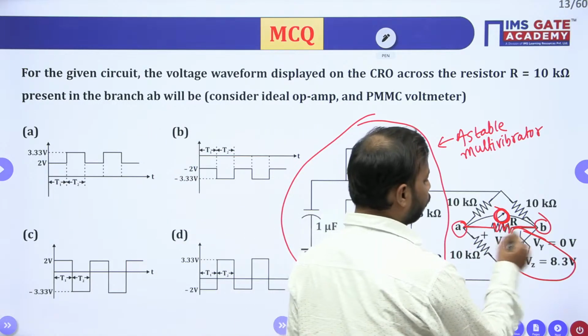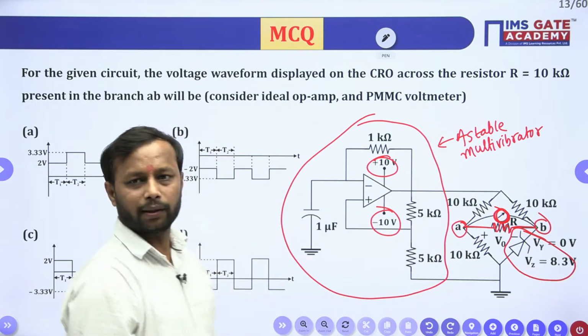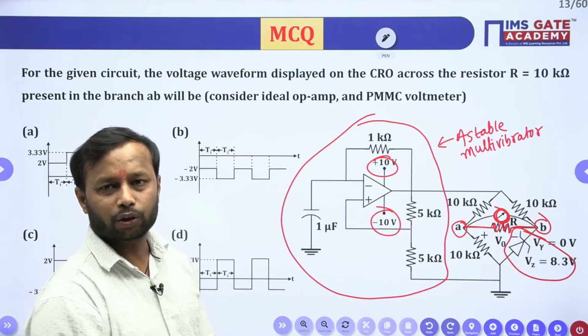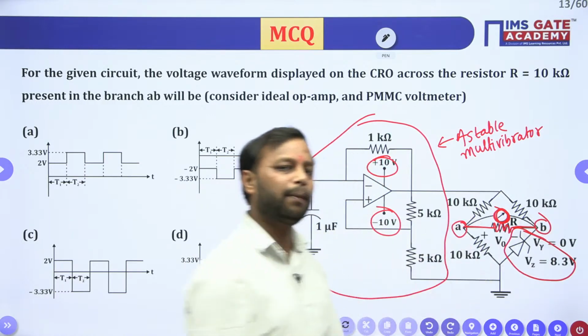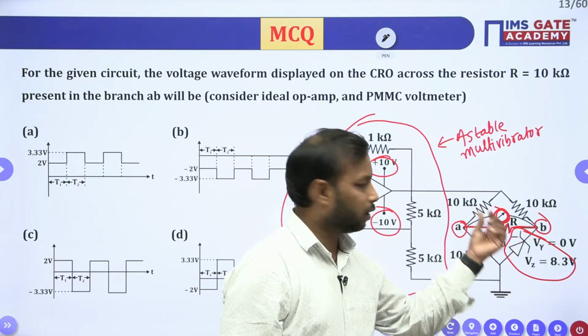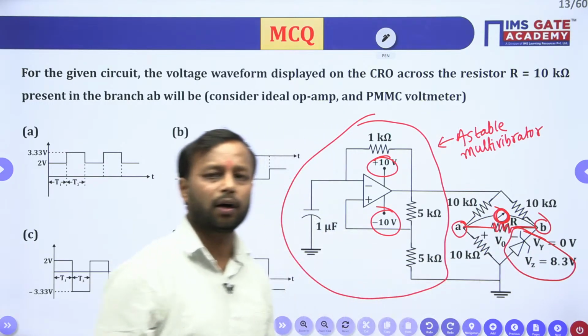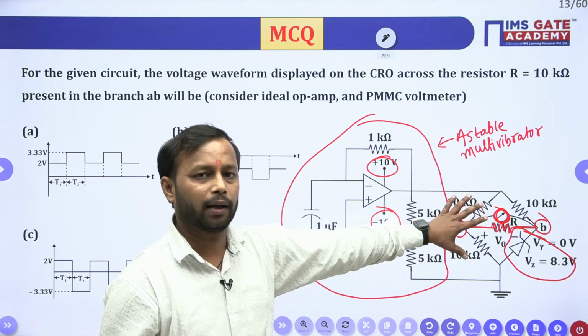I need to find the voltage across this R element. Saurav Upadhyay. Hello Saurav. So here we need to find the voltage across this A and B point. So how to find this voltage? This bridge can only work when we have a supply, isn't it? So do we have a supply given for this question?